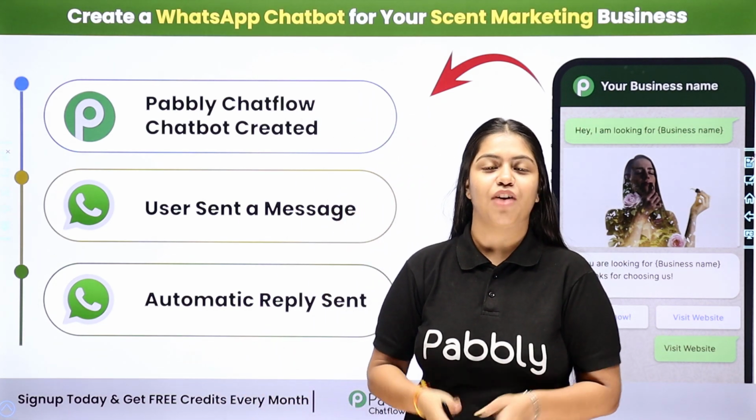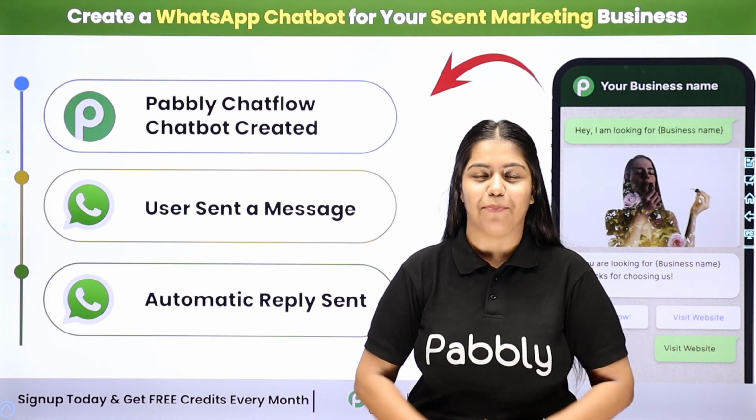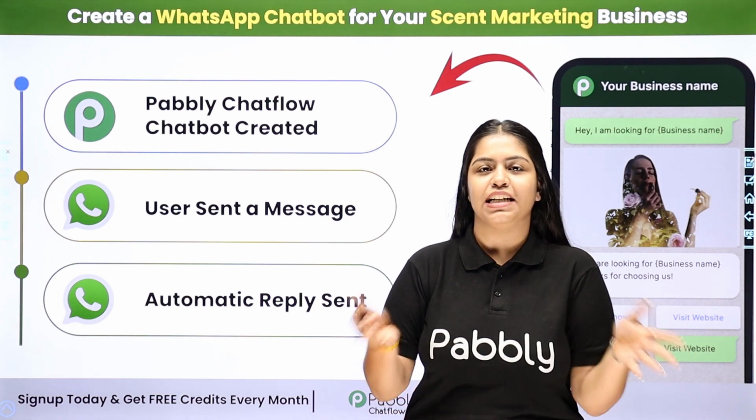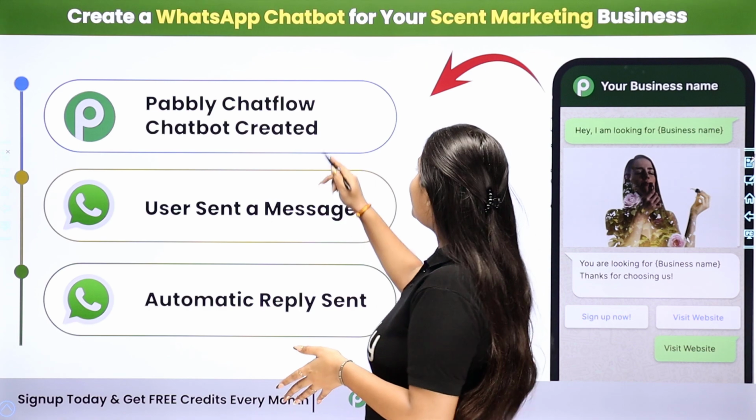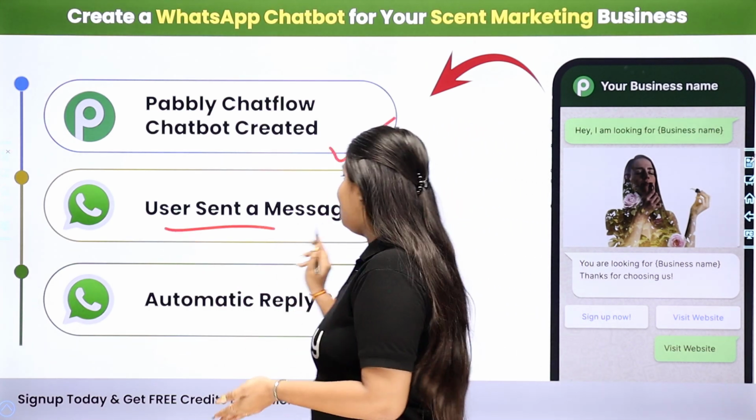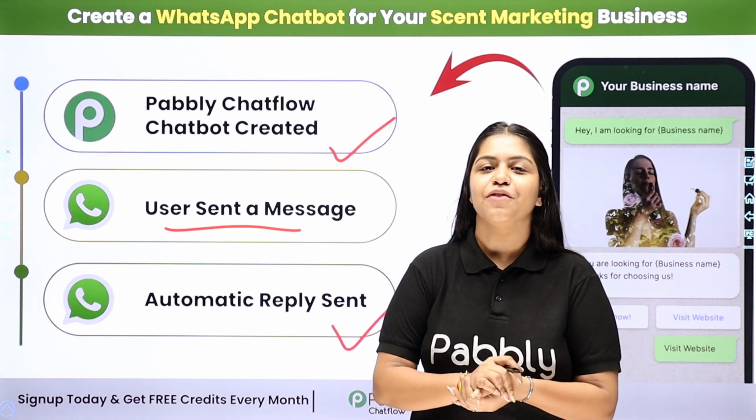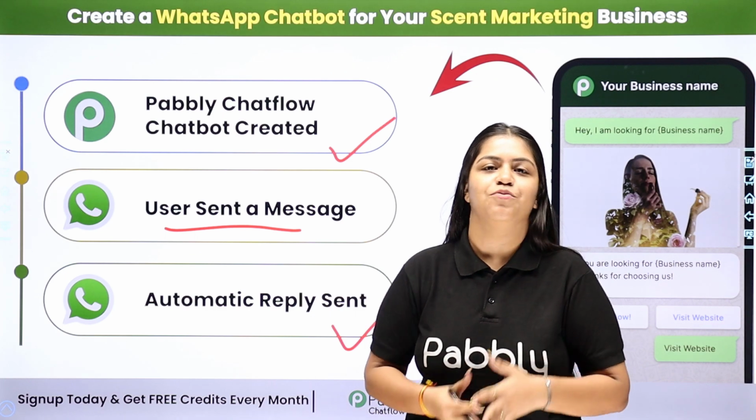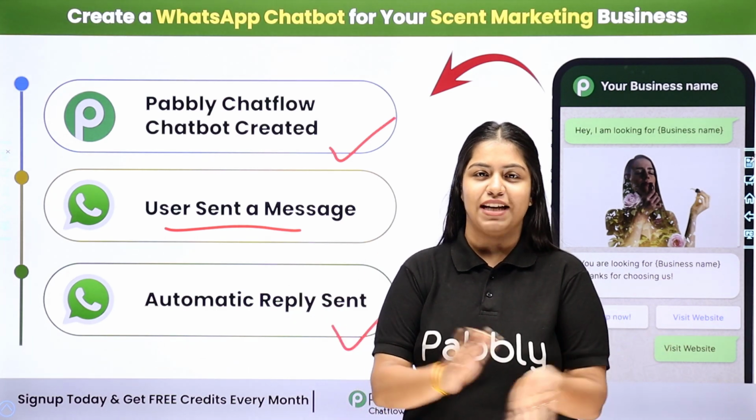Like you, I'm also running the same business and we regularly receive user queries on WhatsApp. But this is such a time consuming and tedious task. So to solve this problem, I've simply created a Pabbly Chatflow WhatsApp chatbot, and now whenever my user sends me a message, an automatic reply will be sent to my user. So if you also want to create this amazing WhatsApp chatbot for your own business, then you have to come with me to my screen.